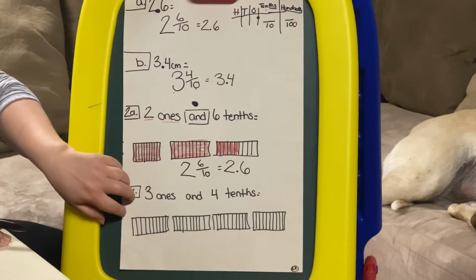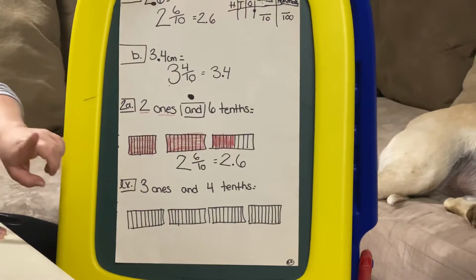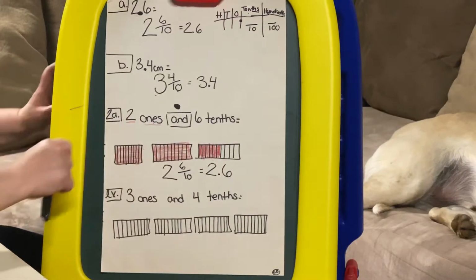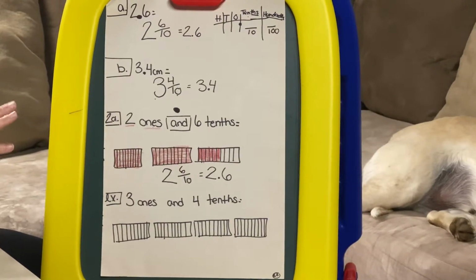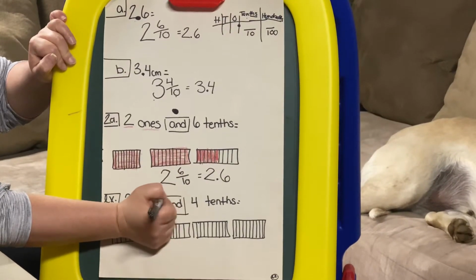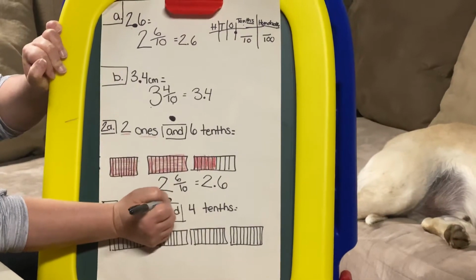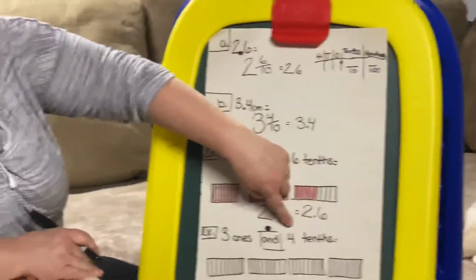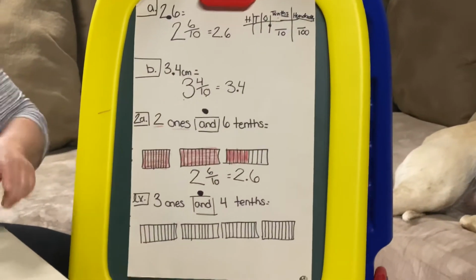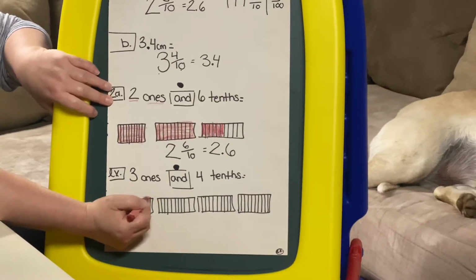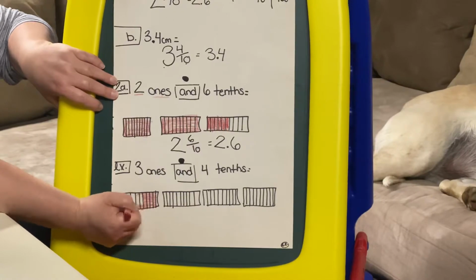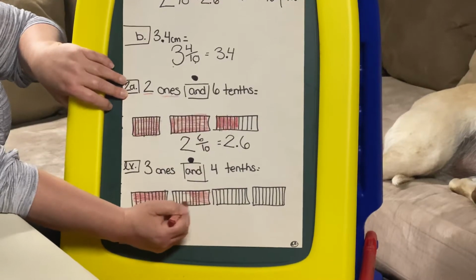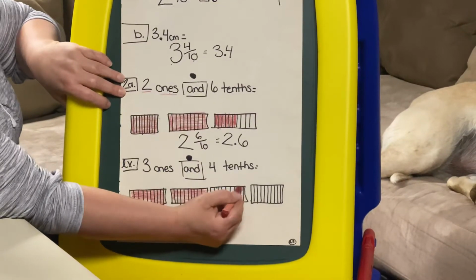This is an example. This is not in your module book, but I'm going to show you one more. 3 ones and 4/10. Again, we should have a nice little flashing light bulb in our head that says, oop, and shows me my decimal point. So I should have 3.4. So again, I'm going to color in my 3 wholes down here. 1, 2, 3 wholes.